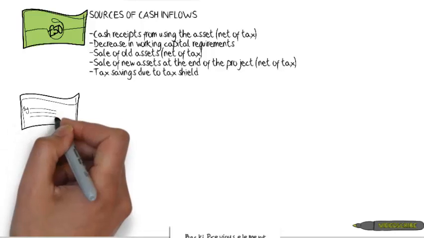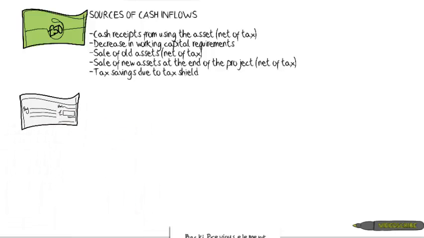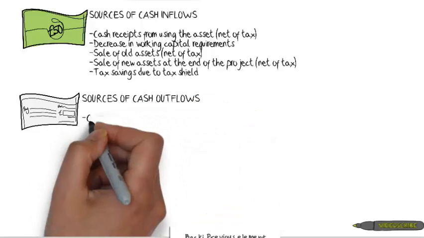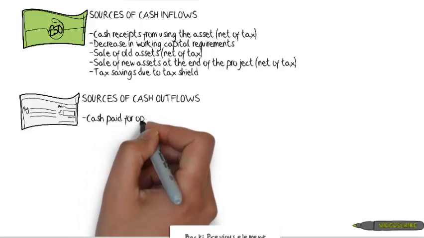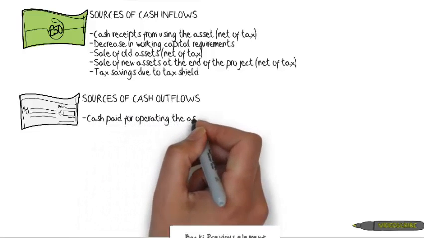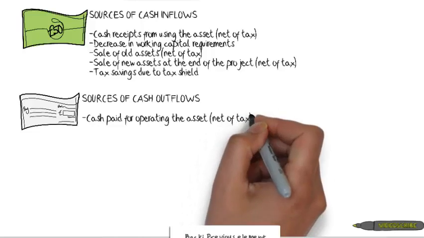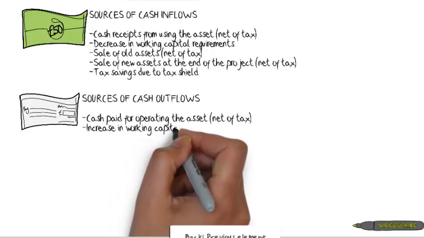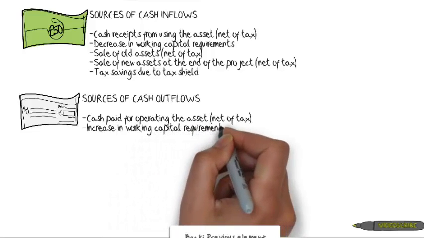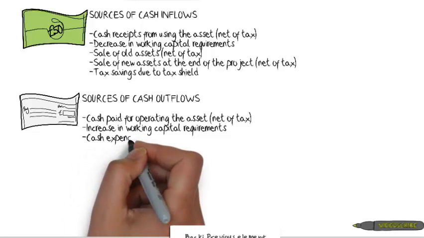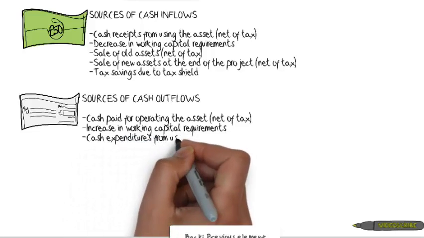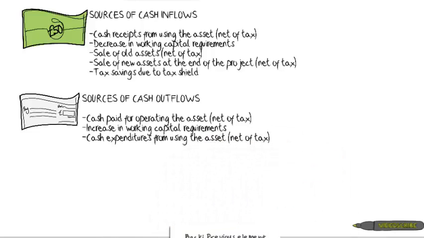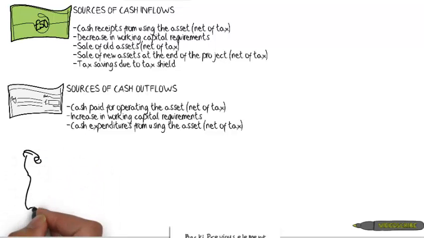So now we talked about cash inflows. Let's talk about money that's going out of the company, or in other words, cash outflows. So some sources of cash outflows. First, we have cash paid for operating expenses, or operating the asset. Next one would be increase in working capital. Let's say we need more money to be able to run this new asset. Cash expenditures from using the asset, so in other words, some cost of electricity or heat. Now, those are cash outflows.